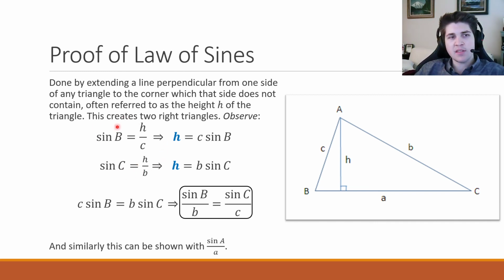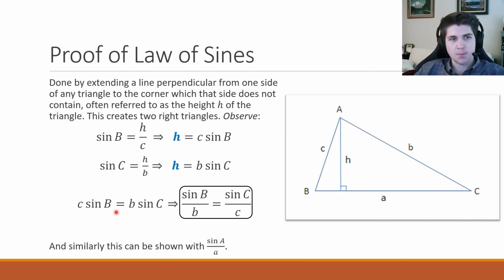In both of these formulas, notice it relates the sine of B to the opposing side C and the sine of angle C to the opposing side B. But the key is that the height value in both is the same. The height here was equal to C sine B. The height here was equal to B sine C. And so those must be equal. So if I equate the height value, which has to be the same in both triangles, I would get C sine B is equal to B sine C.